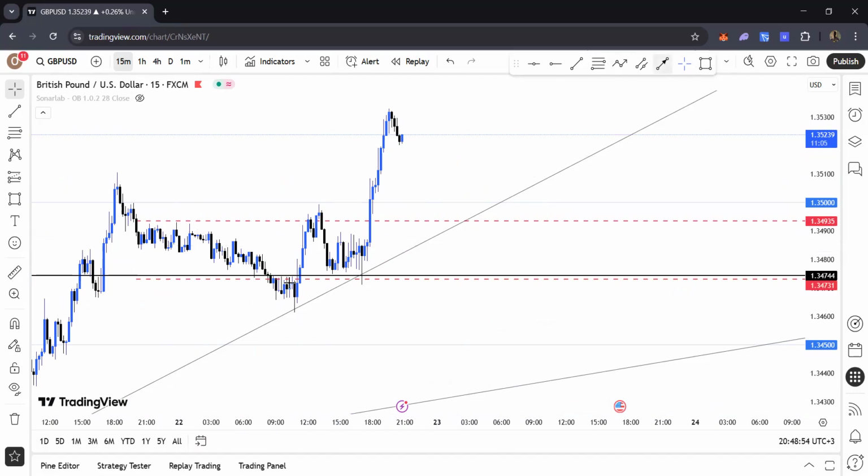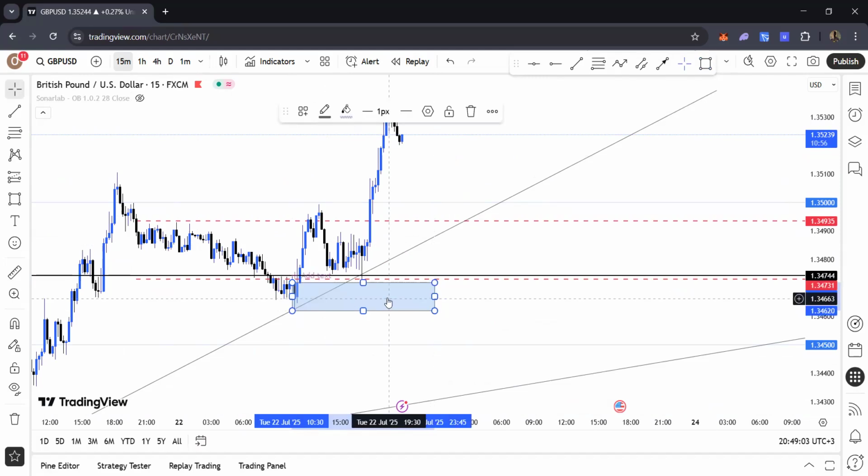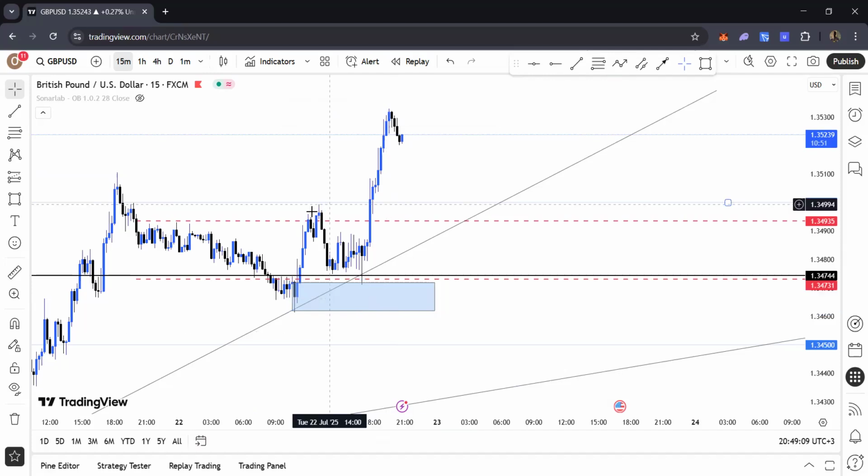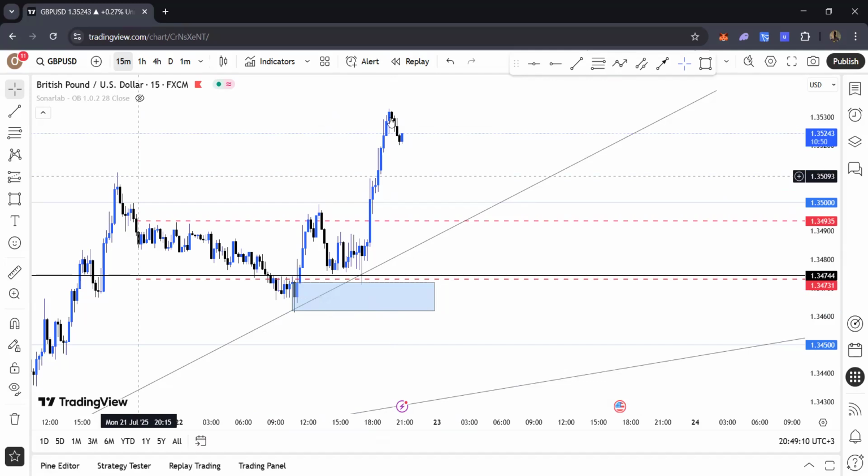We can mark out a demand zone from this candle, from the last bearish candle, and you can see how it retested that part. Now, for us to get another demand zone, look at this one. You see the way it broke structure here and it broke structure here. I mean this movement. We can develop a demand zone from here.